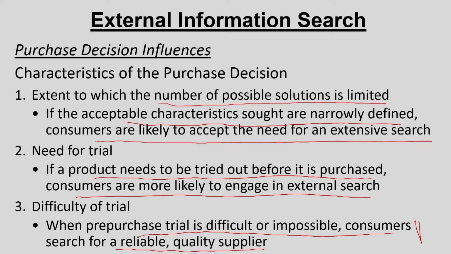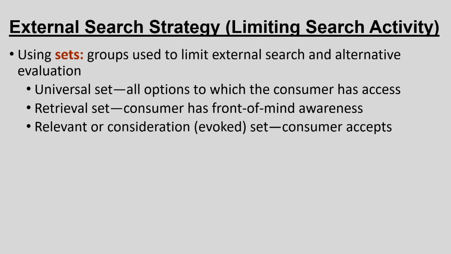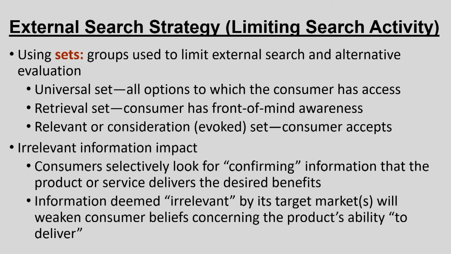So, if the product offers more need for a trial, you do more pre-purchase searches. Also, if a product doesn't give you pre-purchase trial, or there is a difficulty in pre-purchase trial, the consumers actually search for reliable and quality of information. Now, how do consumers lessen this external search criteria?